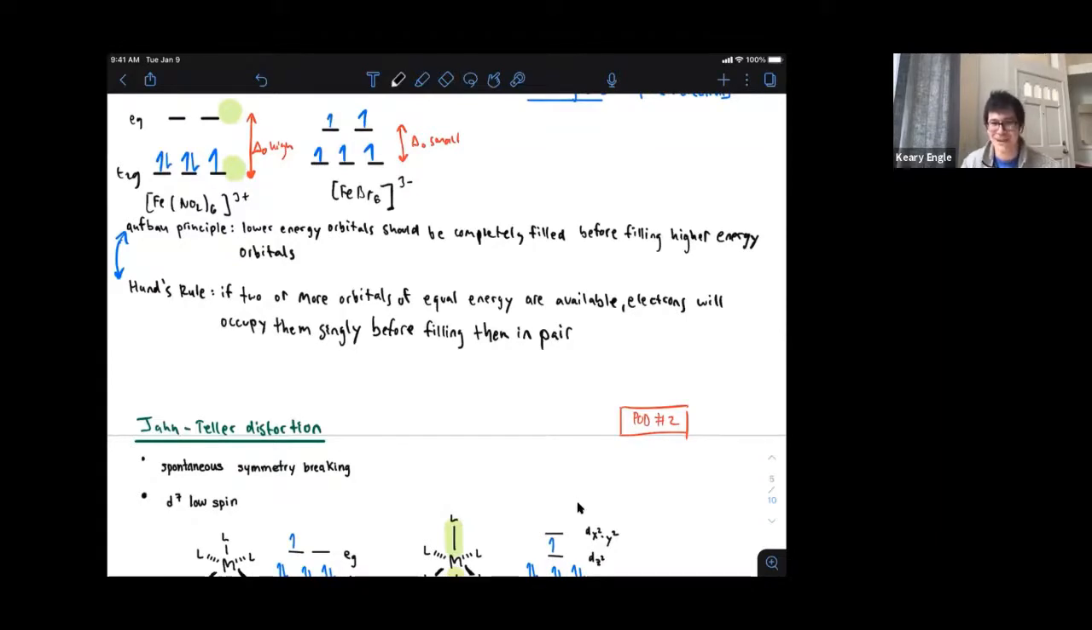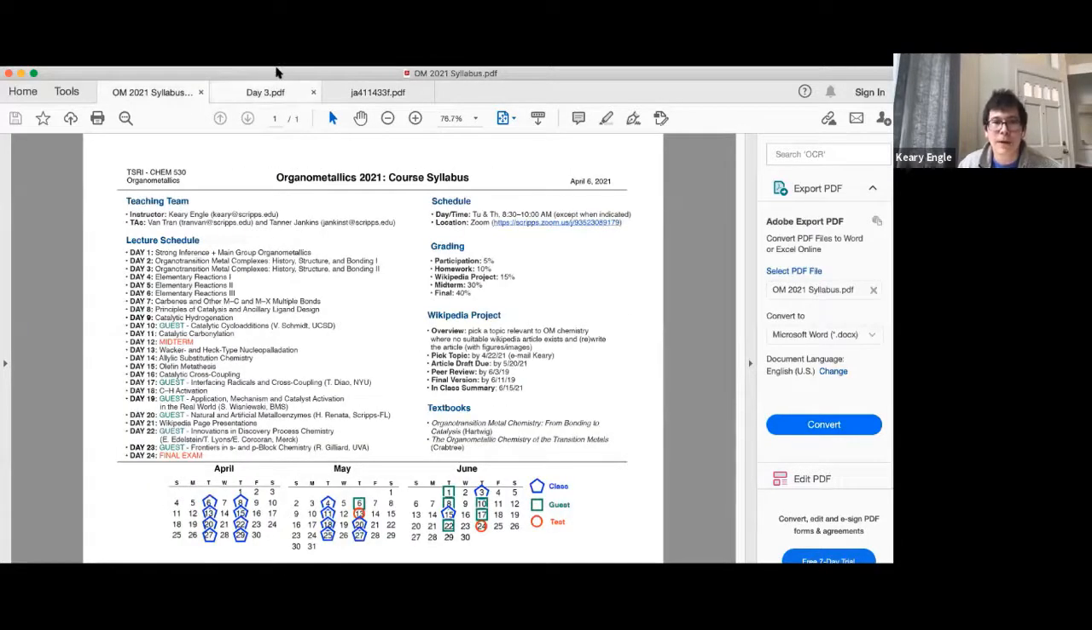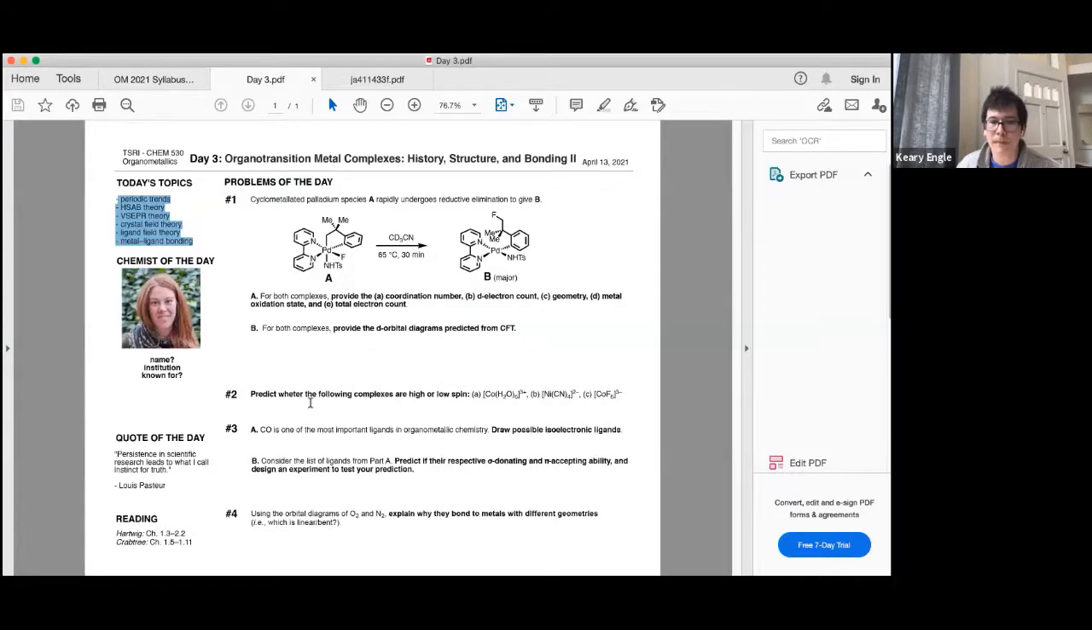Okay, problem of the day number two. Let's come back to this question because it's at the heart of this problem, actually. Let me read it out loud and share my screen. Okay, that's the syllabus. Is everyone able to see this? This one gives you three complexes and asks you to predict high spin or low spin.